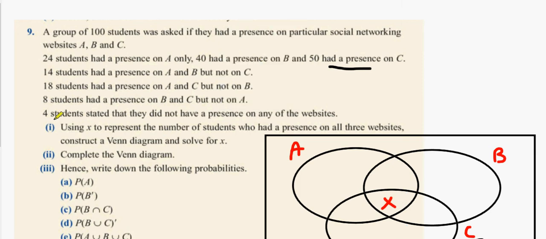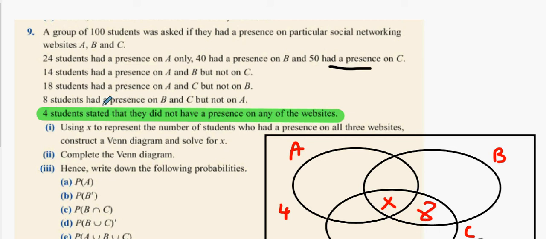Okay. 4 students said that they did not have a presence. So, where did they go? 4 on the outside. Cool with that? 8 students had a presence on B and C, but not on A. So, B and C is here, but it's not inside of A. So, that's B and C and not A is 8.